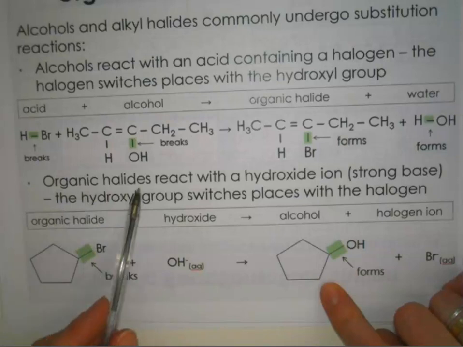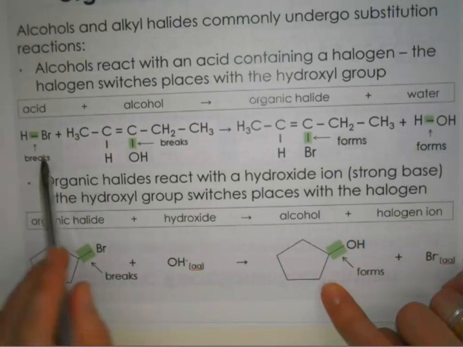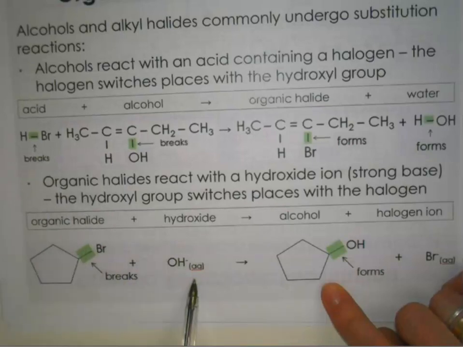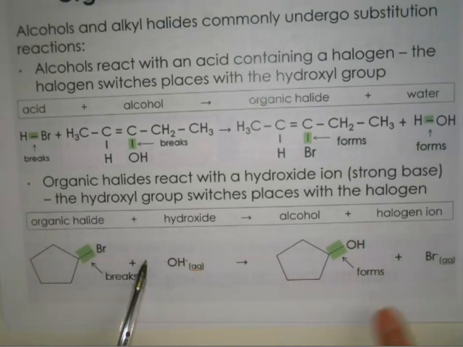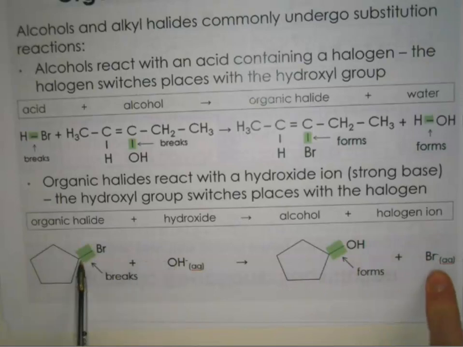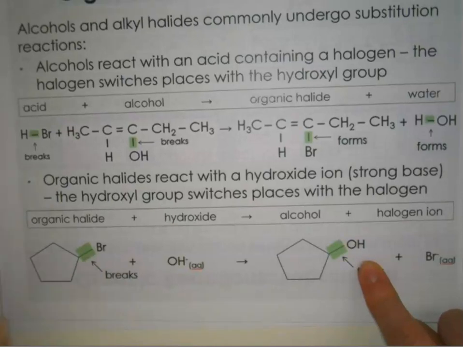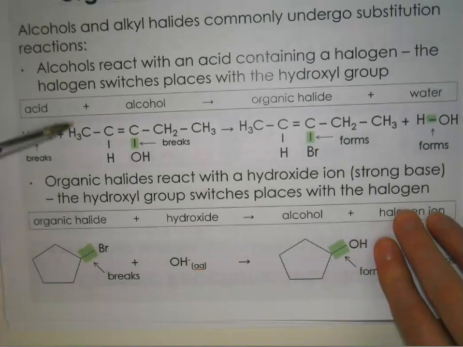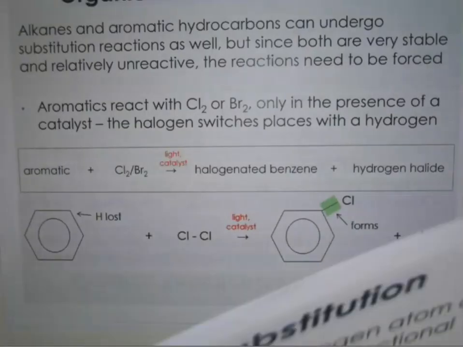Alternatively, you could have organic halides react with a hydroxide ion. So this one we're looking at a base. In this case, the hydroxide is coming from a strong base. And again, we're just going to see a switch out happening where the bromine is going to be released and the hydroxide is going to jump in, and we're going to see an alcohol being formed. So with the reactants for substitution, you're usually starting with an alcohol or an alkyl halide.